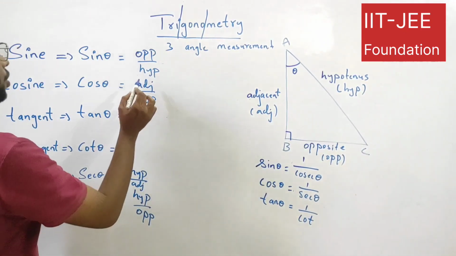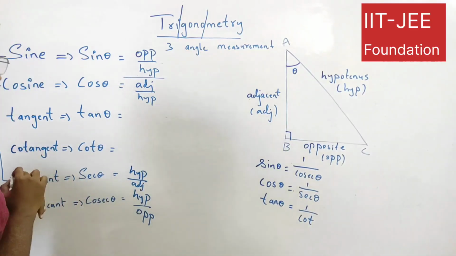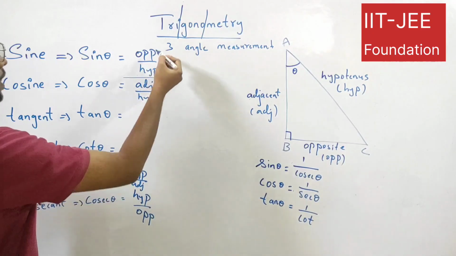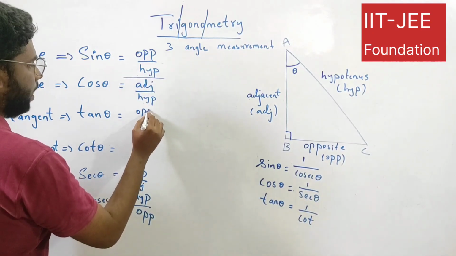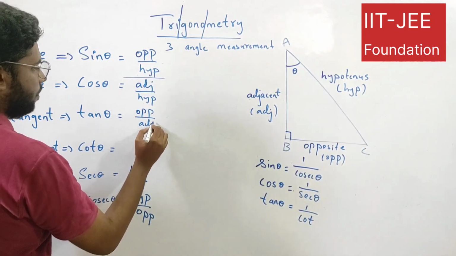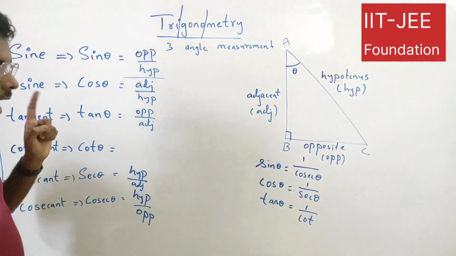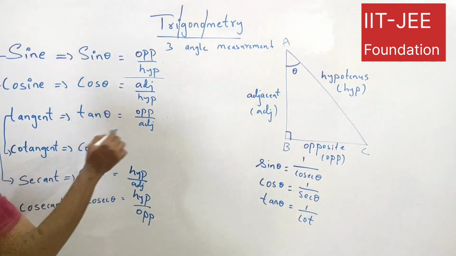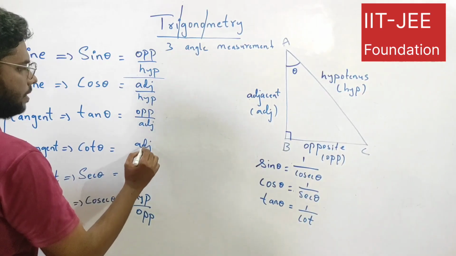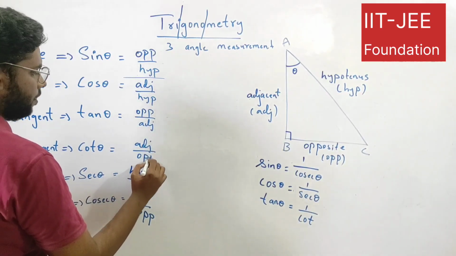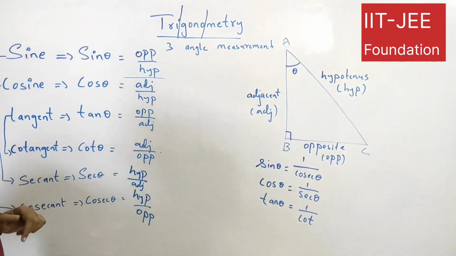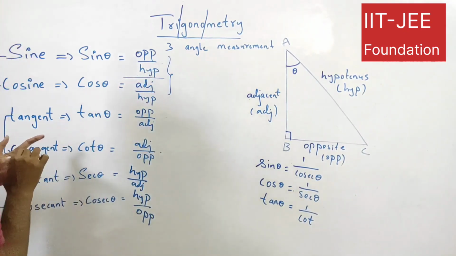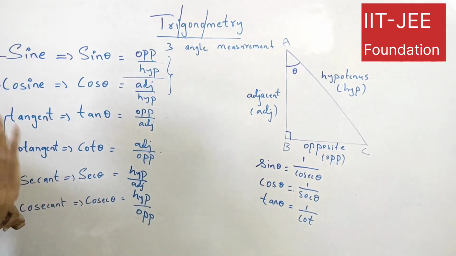Next we have tan theta. To find tan theta, what do you do? Just divide these two. What do you get? The hypotenuse gets cancelled. We get opposite by adjacent. And we know that cot theta is the reciprocal of tan theta, so directly I can write adjacent divided by opposite. So if we know these only two, the rest of them we can find easily.